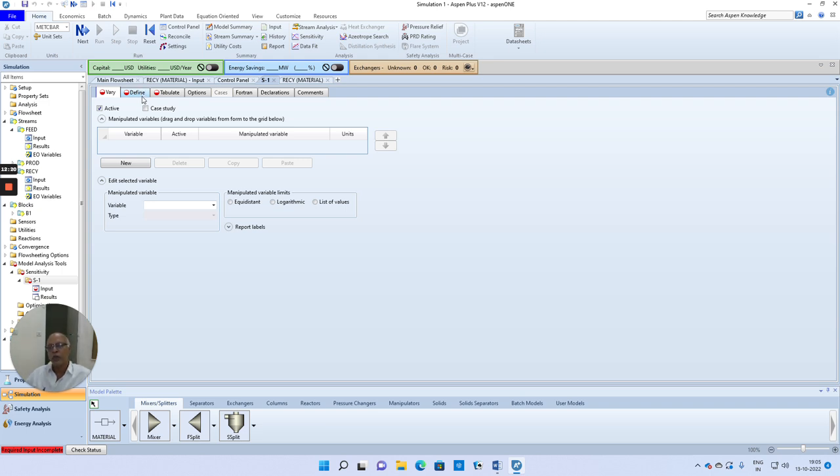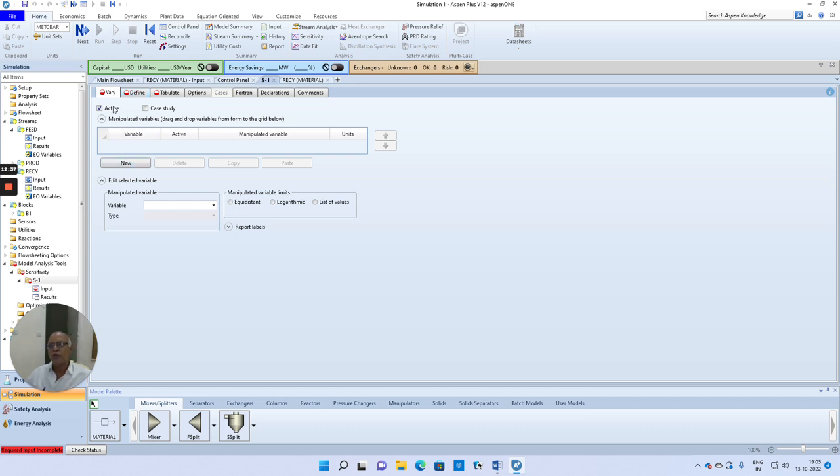Now in order to achieve this, the variable that you are trying to manipulate is regarded as vary, right? So in this problem we know clearly that we are trying to vary the recycle flow rate and obtain the required composition in the product stream.